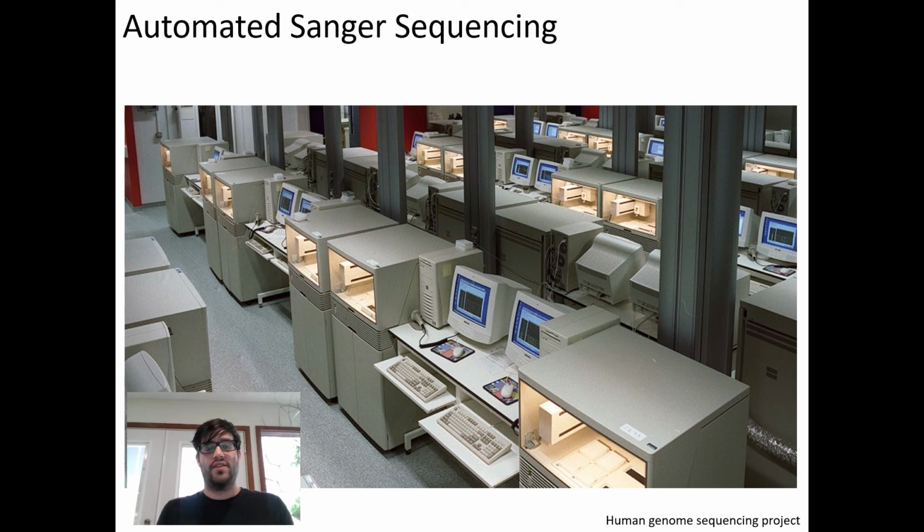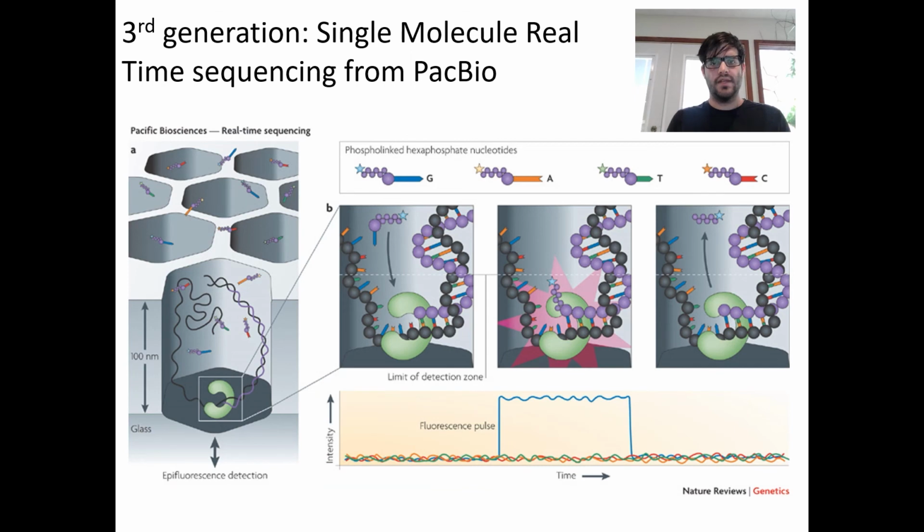And this is why the human genome cost $4 billion to sequence, and why individual institutions or even countries could only sequence one chromosome or one chromosome arm at a time. So this was a very expensive and very slow process.